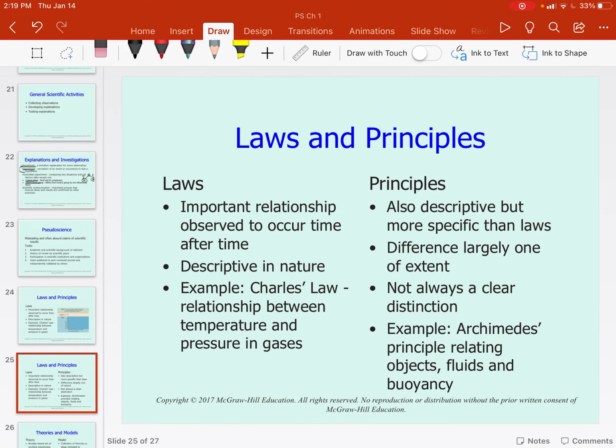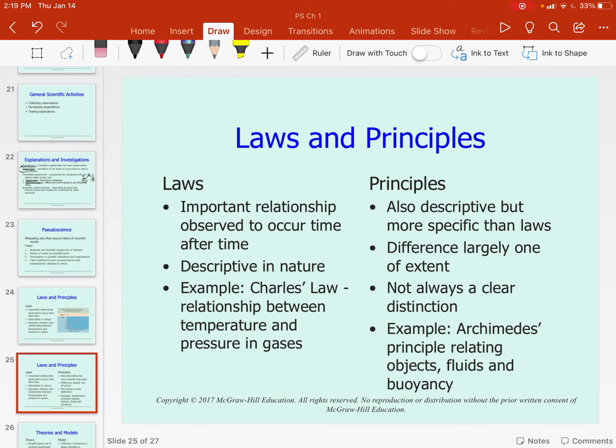And then we have the difference between laws and principles. So a principle is a little bit more descriptive. They're using Archimedes' principle, which is relating objects and fluids and buoyancy. All I really want you to know about a principle is that it's more specific than a law.